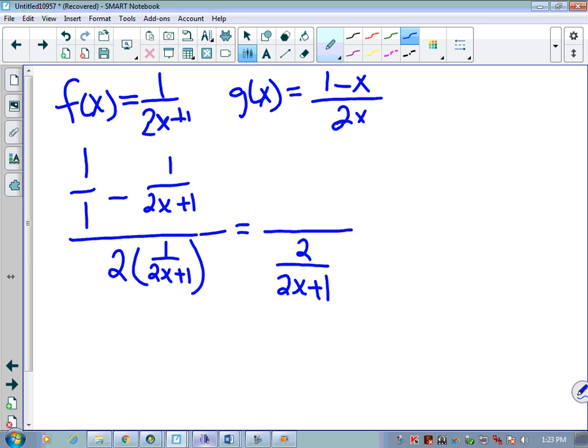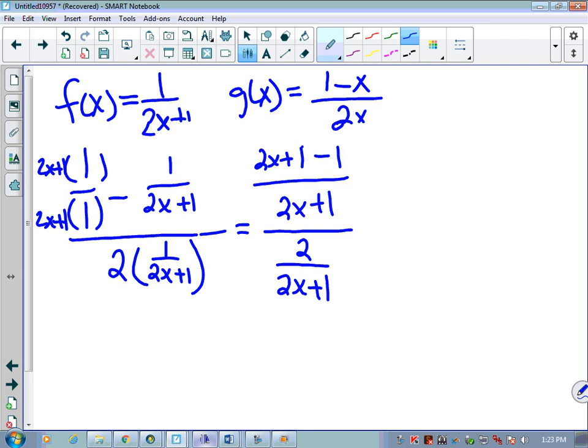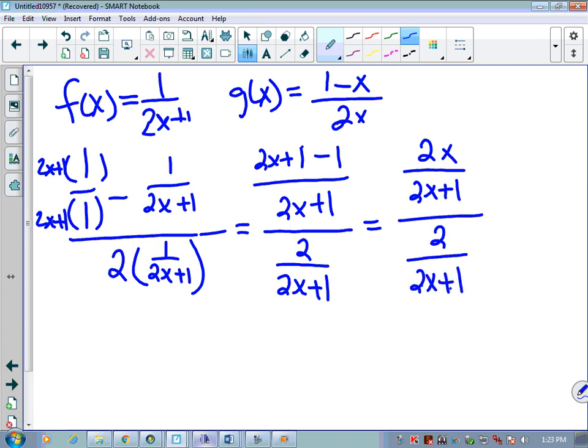So I've got two fractions where I'm subtracting, which means I've got to get a common denominator. In this case, I have to multiply by 2x plus 1 over 2x plus 1. Okay, so let's look at the results of that. We're going to get 2x plus 1 minus 1 all over 2x plus 1. Then we'll see in that numerator that the 1's cancel out, leaving me with 2x over 2x plus 1 over 2 over 2x plus 1, if I'm not wrong.